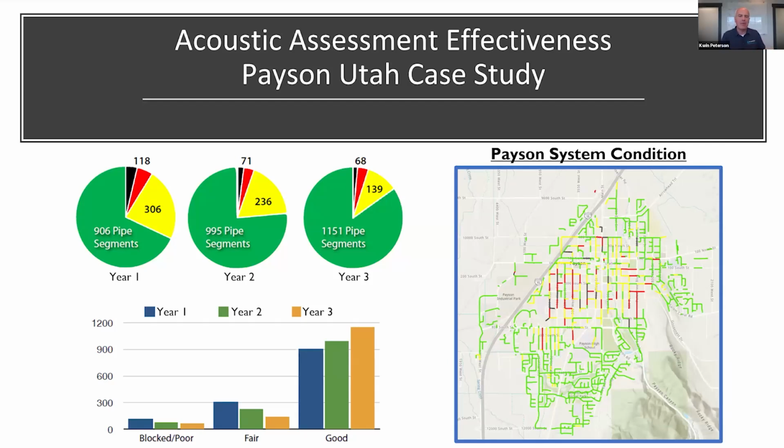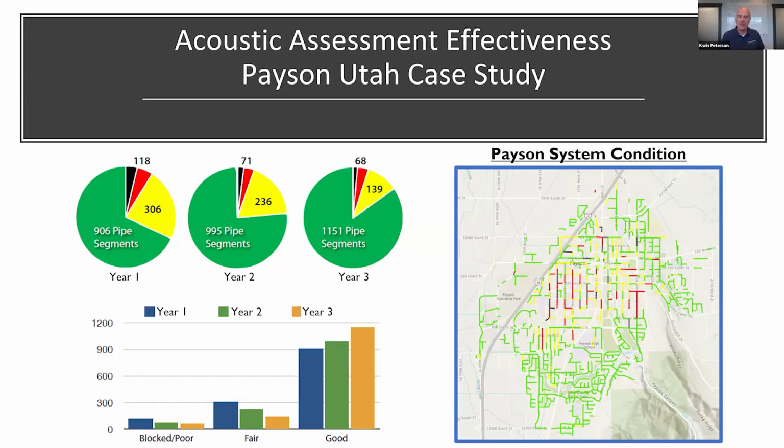And the first year we came in, we could see that about 68% of their pipes were in that green category. They didn't have enough manpower to clean everything. So we said, just clean the worst. They cleaned all the reds, all the blacks, and the worst of the yellows.